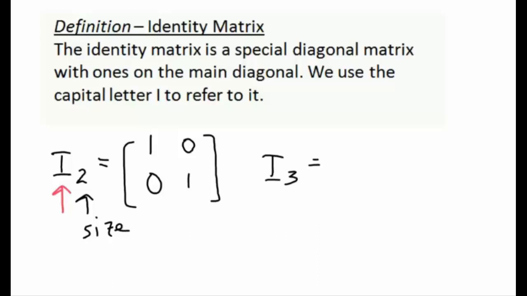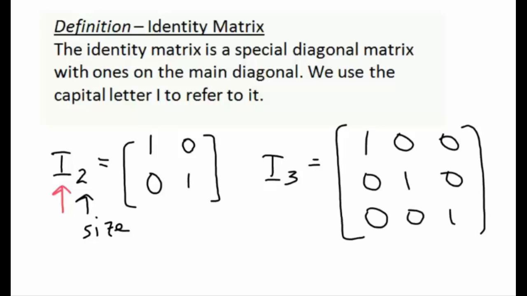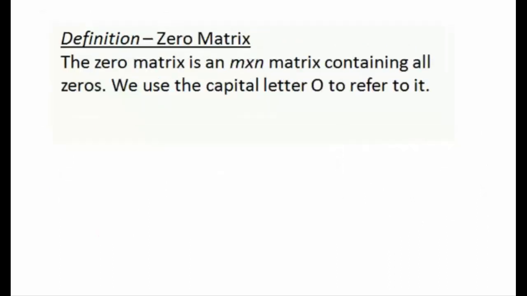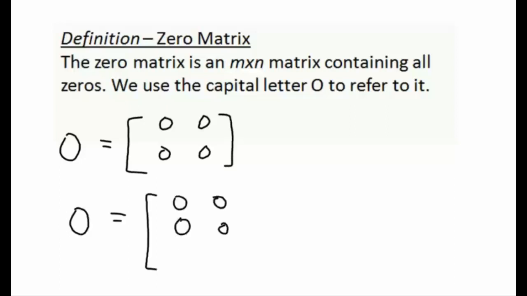Do you think you could write down what the 3 by 3 identity matrix would look like? Here it is. And the other special matrix is called a zero matrix. The zero matrix doesn't have to be a square matrix. The only restriction on the zero matrix is that it contains all zeros. So we denote it with a capital O, and it can be any size we choose. So for example, here is a 2 by 2 zero matrix, and here is a 3 by 2 zero matrix.